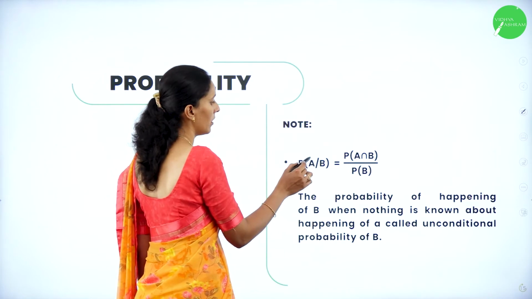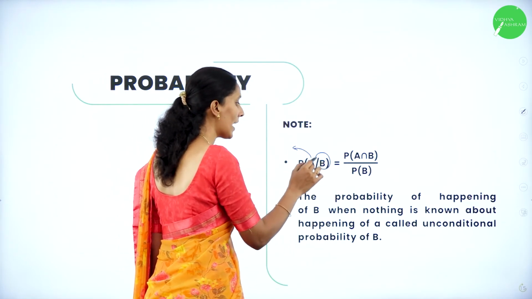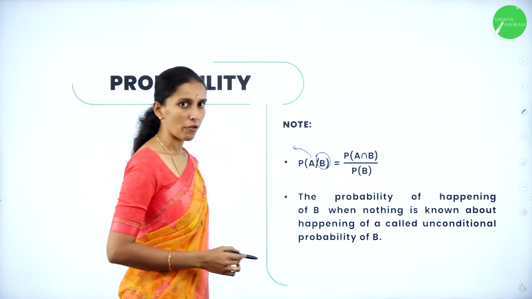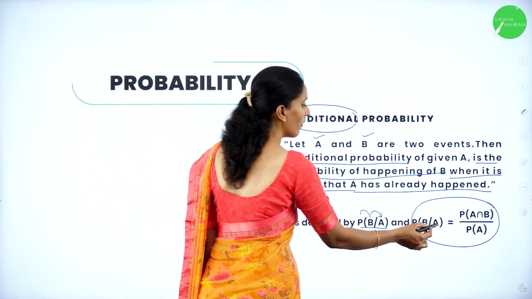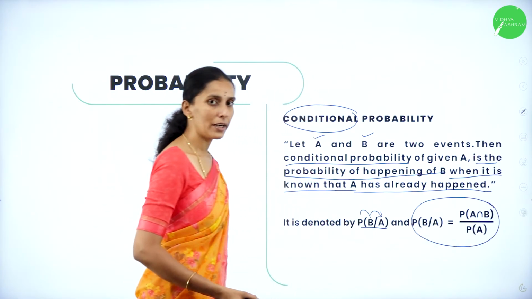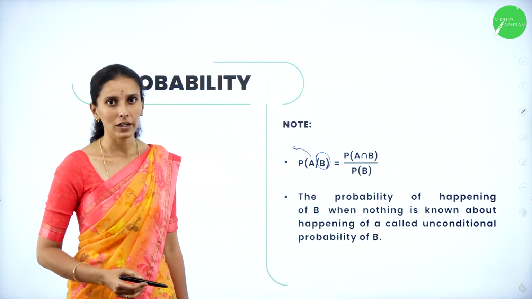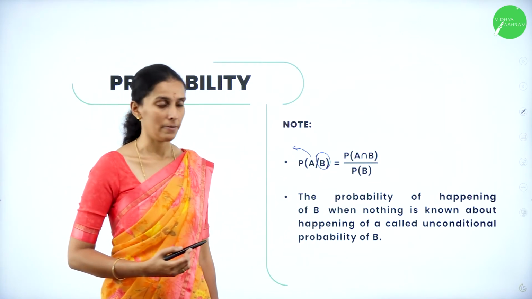Suppose I take the probability of A has to be found so that B has already happened. Then it is nothing but P of A intersection B by P of B. If it is B over A, in the denominator you will get P of A. If it is A over B, in the denominator you will get P of B. So remember the formula, proof is not necessary.